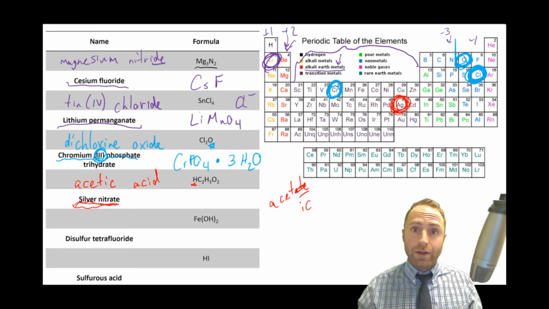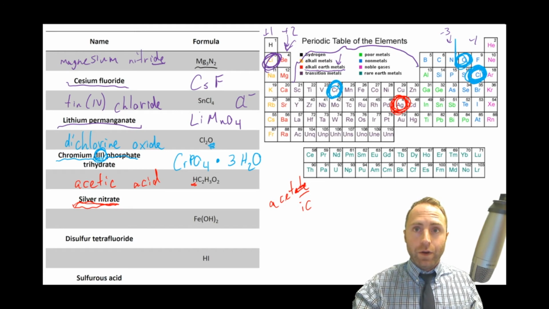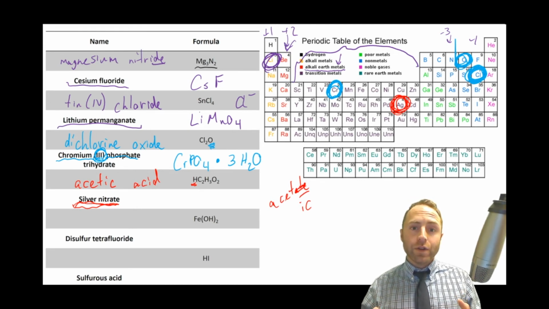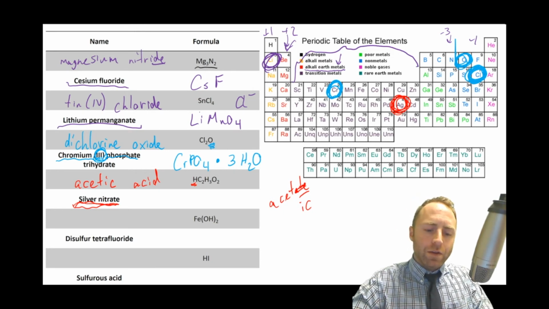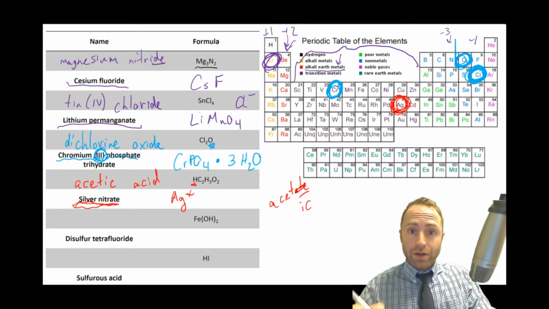Let's do the silver nitrate. We've got it underlined. We have silver here on our periodic table, already circled in red. That tells us we've got a transition metal. We need to be using Roman numerals, right? No, your silver is one of your exceptions. It's only got a +1 charge, so you're never going to write that out. So we've got silver +1. Don't use Roman numerals here. What do we know about nitrate? It is a polyatomic ion.